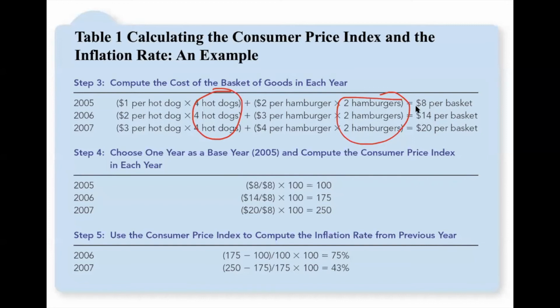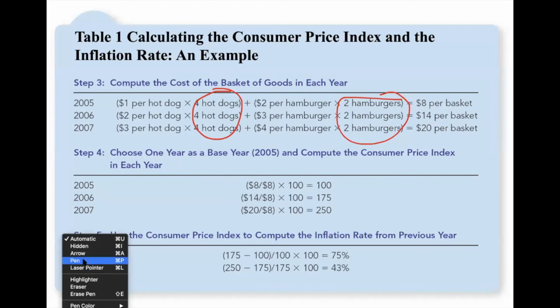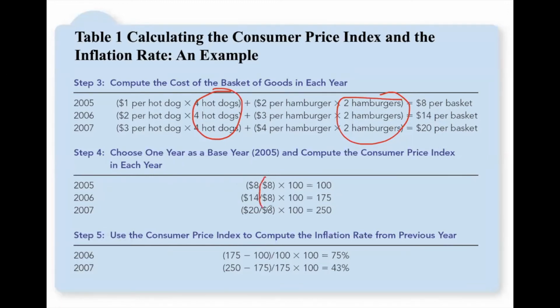So after we get the cost of living, the cost of the basket, step 4 is that we have to pick a base year, and then we can compute the CPI. For instance, if we select the first year as the base year, the cost of the basket will be 8 as in this, right? And to calculate the CPI, this is the base year.